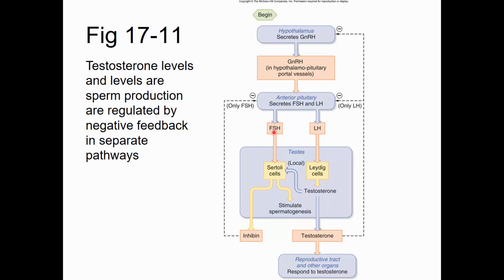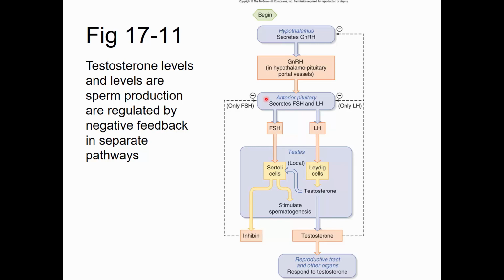So FSH binds to receptors in the Sertoli cells. Now, the Sertoli cells produce some growth factors that stimulate spermatogenesis. And when spermatogenesis is at an adequate level, the Sertoli cells make inhibin. And inhibin then inhibits the anterior pituitary.